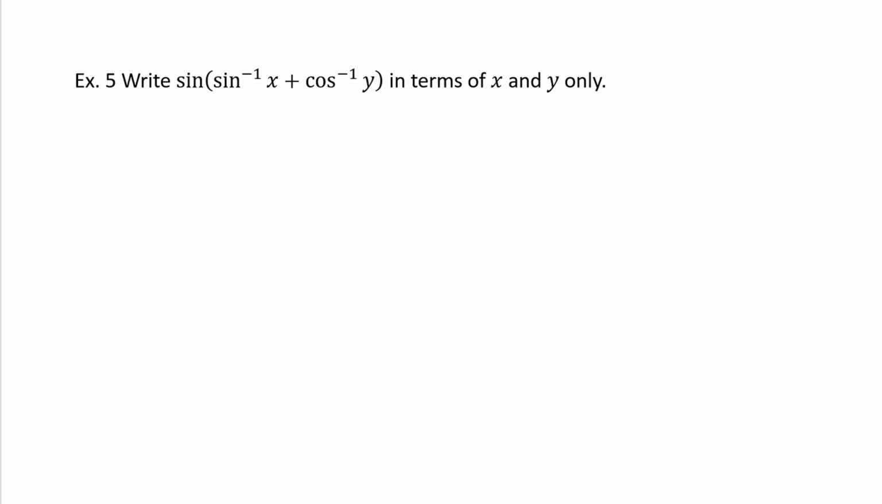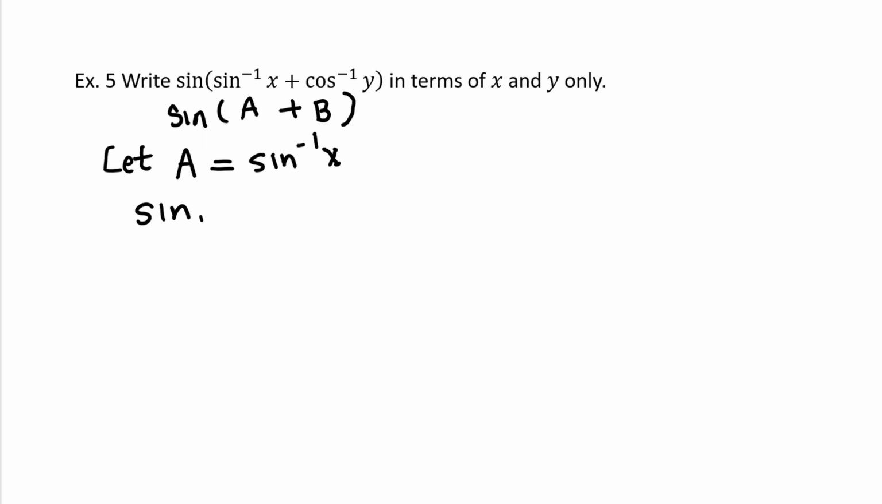Write the sine of the quantity sine inverse of x plus cosine inverse of y in terms of x and y only. Step back for a little bit and we see that the given expression could be written as an addition problem with the signs. Now, that still doesn't help a whole lot, but let's make some substitutions. Let's suppose I say let A equal sine inverse of x. Then, taking the inverse of both sides, we would get that sine of A is equal to x.